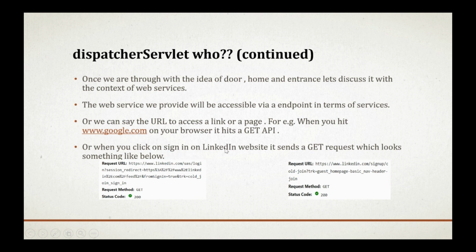Or maybe when you click on sign in on the LinkedIn website, it sends a request which looks something like this: www.linkedin.com/us/login, and there are some other details which we can ignore for now. We'll just focus on the main part, where it's sending a secured request to linkedin.com on the login API within the US. The path is us/login on linkedin.com, the request method is GET, and the status code returned was 200.